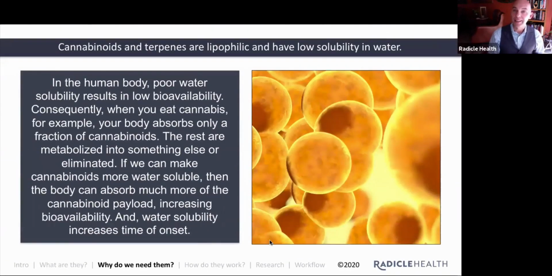And why do we need them? Remember that cannabinoids and terpenes are lipophilic, so they are fat-loving. They have low solubility in water. So in the human body, poor water solubility results in low bioavailability. So consequently, when you eat cannabis, your body only absorbs a fraction of the cannabinoids, and the rest are either metabolized into something else, or they're eliminated, or they're destroyed through some other process. If we can make cannabinoids more water soluble, then the body can absorb much more of the cannabinoid payload, and that increases bioavailability. Water solubility also increases time of onset, and we'll talk a little bit more about that shortly.